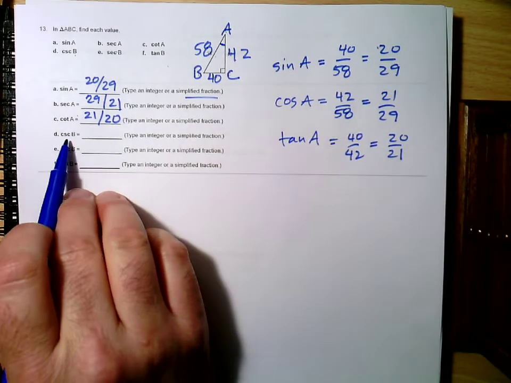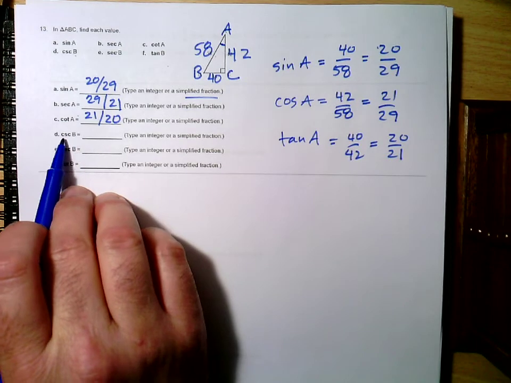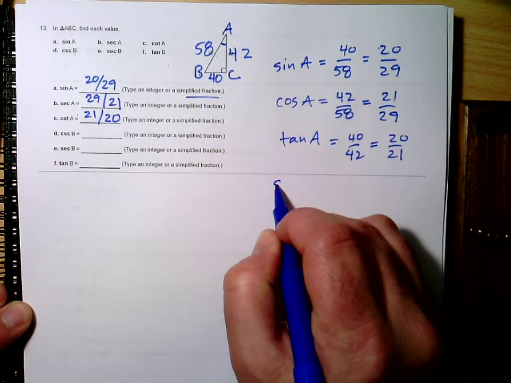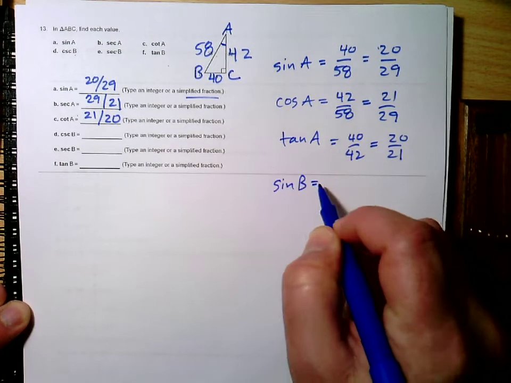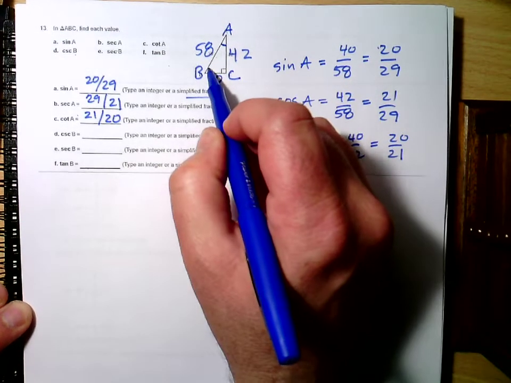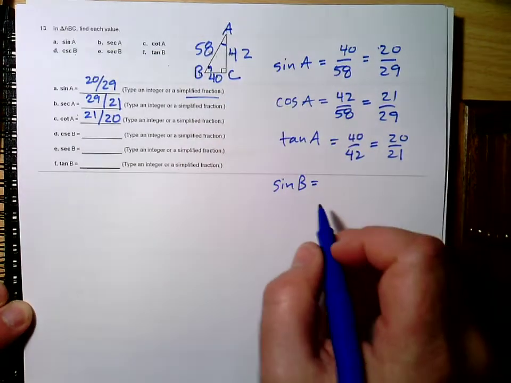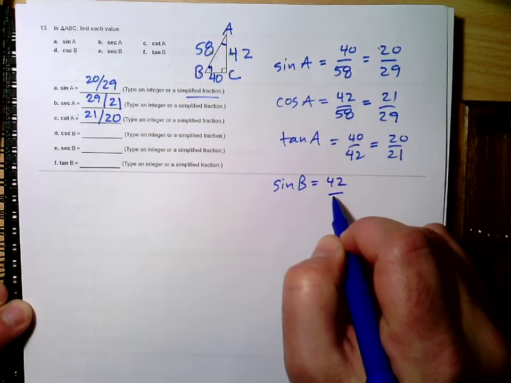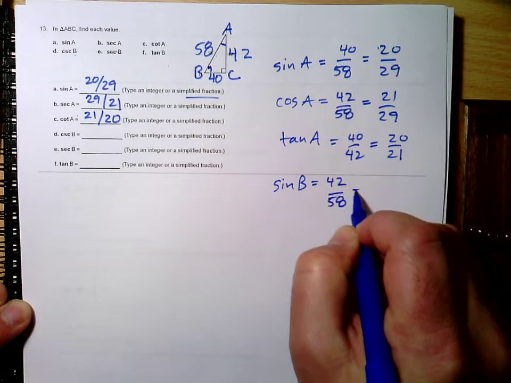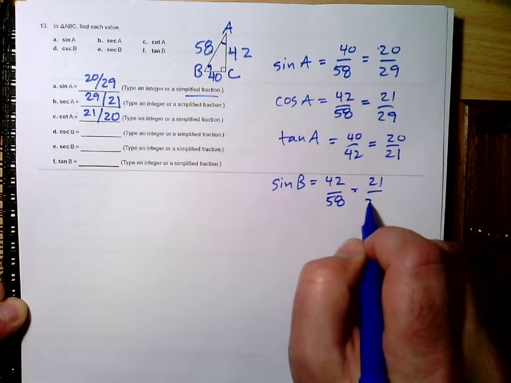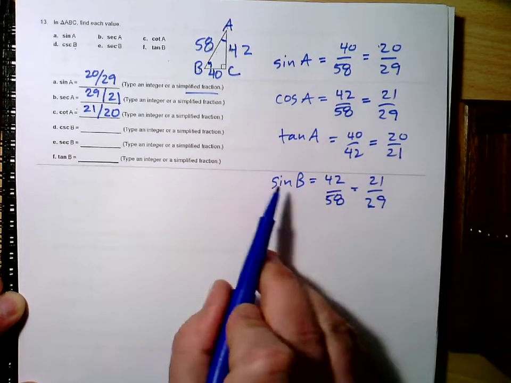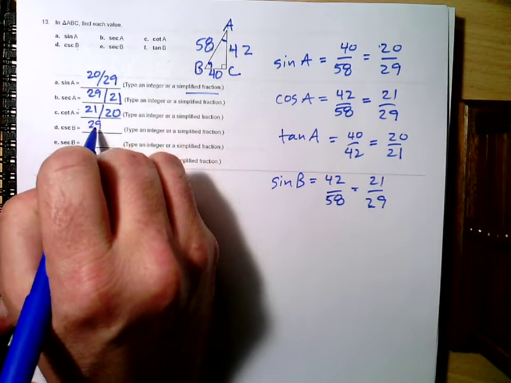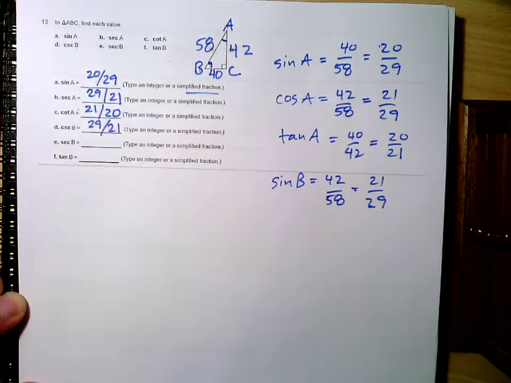Alright, cosecant of B. Cosecant is the opposite of sine. So if we do sine B, here's B now, we're looking at 42 over the hypotenuse. Sine B is opposite over hypotenuse, so 42 over 58, which you actually see up here is 21 over 29. But cosecant is the inverse of sine, so this is 29 over 21.